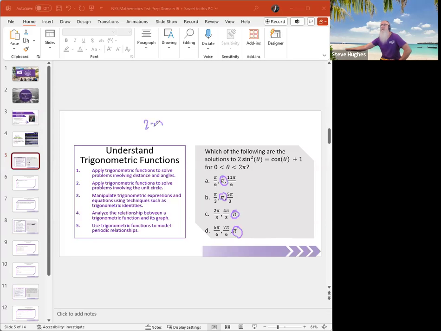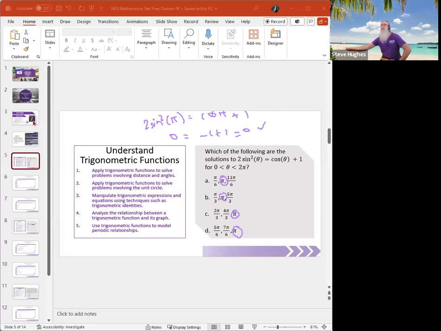2 sine squared pi equals cosine pi plus 1. Sine of pi is 0. So 0 equals cosine of pi, which is -1 plus 1, which is 0. 0 equals 0. That's true. And obviously, pi is in every one of the answers, so that's not going to help us. We want to focus on, is it pi over 6 or pi over 3? And which quadrant is that in?